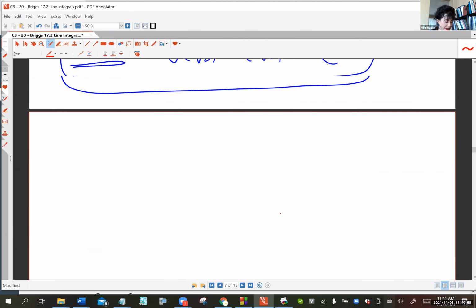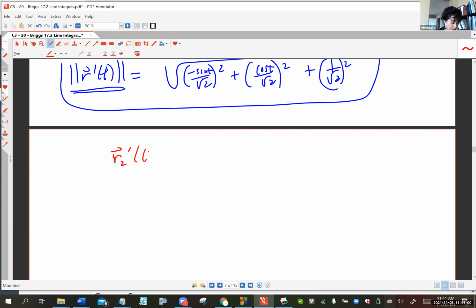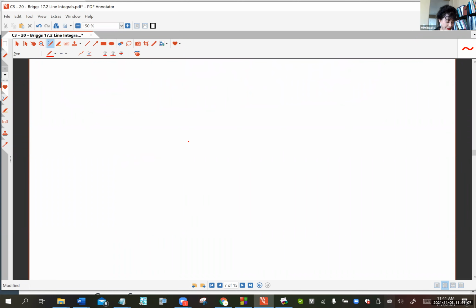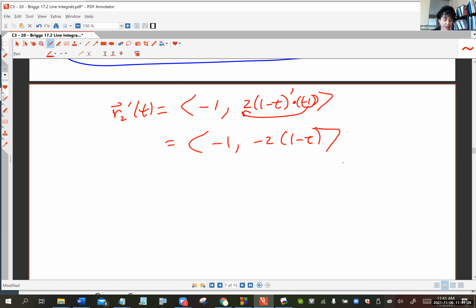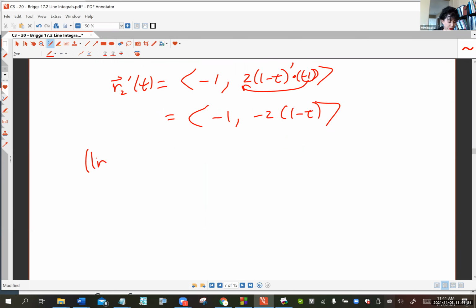And now I'm going to go get R2 prime. And R2 prime, the derivative of 1 minus t is negative 1. And then the derivative of 1 minus t, the quantity squared, using the chain rule, is 2 times 1 minus t to the 1 power times negative 1. And you can move this negative over here like this. And I could distribute the negative 2, but I'm not going to. You'll see why in a minute.